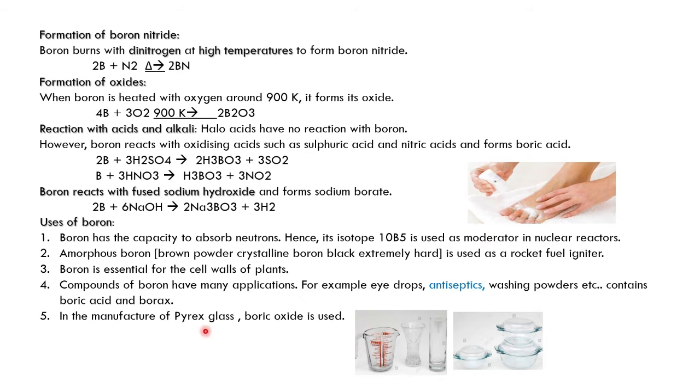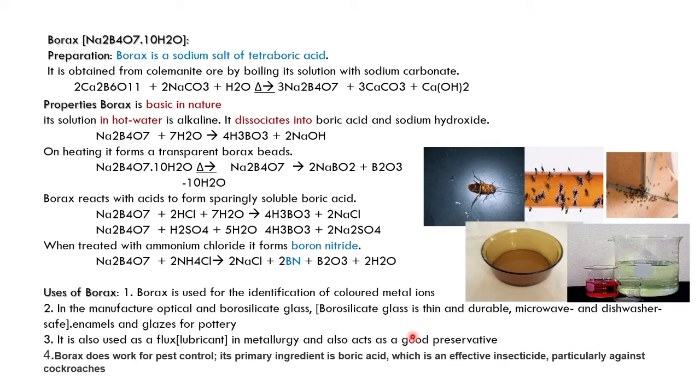Then in the manufacture of Pyrex glass, boric oxide is used. These are all Pyrex glass: cooking vessels and laboratory apparatus. This Pyrex glass can also be prepared from boric oxide. Then uses of borax. Borax is a sodium salt of tetraboric acid. Tetra means 4, tetraboric acid.